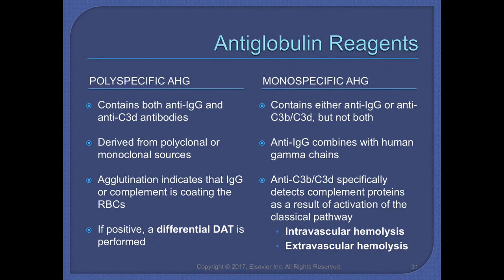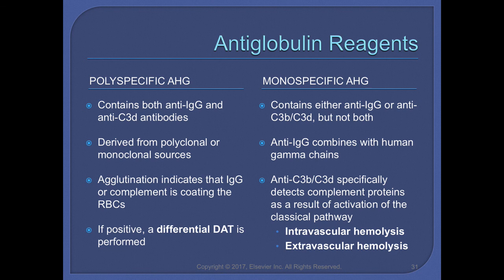Okay, so these anti-human globulin reagents, or antiglobulin reagents, can be polyspecific or they can be monospecific. Polyspecific AHG reagents are used primarily with the direct antiglobulin testing to determine whether IgG or complement molecules have attached to the red cells in vivo. This reagent contains both anti-IgG and anti-C3d antibodies and detects both IgG and C3d molecules on the red blood cells.